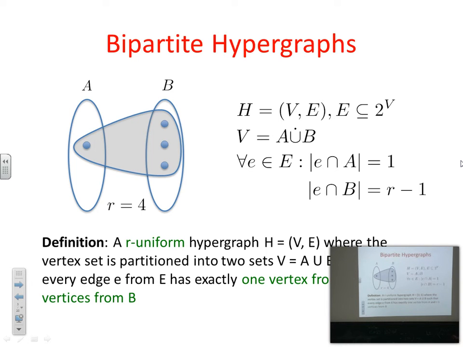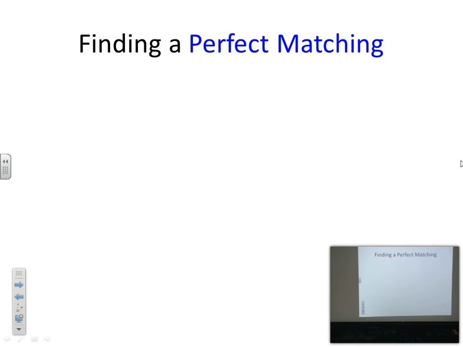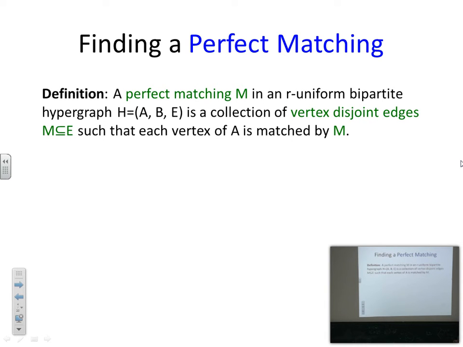Now, that's the definition. Immediately, I want to point out that this definition is asymmetric, so we distinguish one of the bipartitions in our vertex set, from which each edge will have exactly one vertex, and call that the A set. So what are we trying to find in this bipartite hypergraph? It's a perfect matching. Again, a definition familiar to most of you here. It's just a collection of edges that are vertex disjoint, with the property that each vertex of A is contained in some edge of the matching. Then we call that a perfect matching.